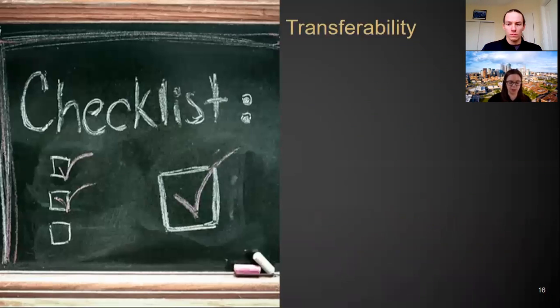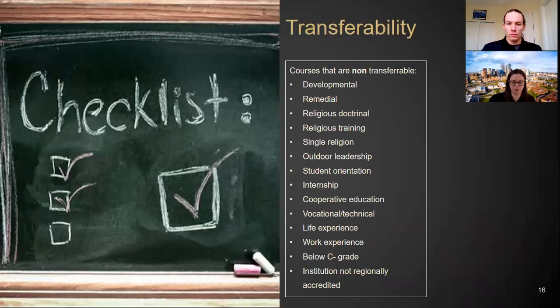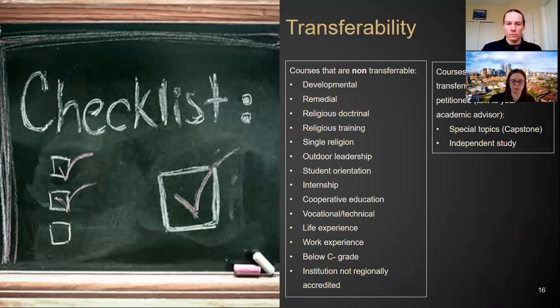Revisiting transferability. Transferability asks, can the credits be accepted and transferred by CU Denver? It might be easiest to start off by looking at some of the courses that are non-transferable. There are also some courses that may be petitioned in but will not automatically transfer in. Those courses include special topics and independent study courses. If you have taken those courses, please be prepared to provide your academic advisor a syllabus for review.